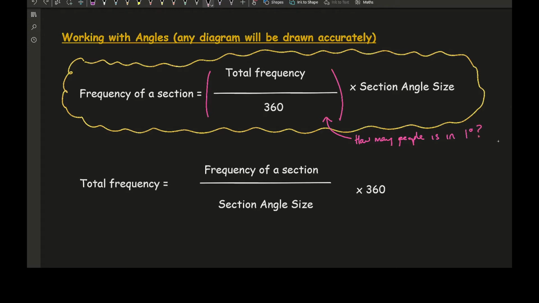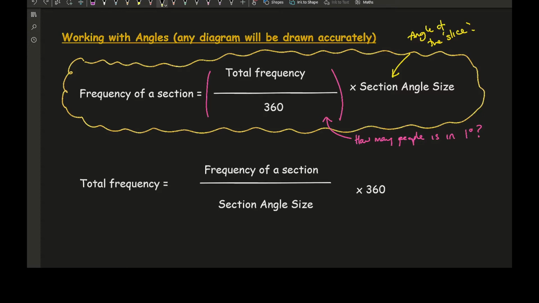Because if I know how many people are in 1 degree, I know that in a total pie chart there are 360 degrees. And so rather than working with sections of, let's say, 8 or 6 or 10 even, what we're doing is working with a pie that's split up into 360 slices. And then obviously, this is the angle of the slice that you are working with. Again, I don't really like the word slice, but with a pie chart, you think pie, you think pizza, slice.